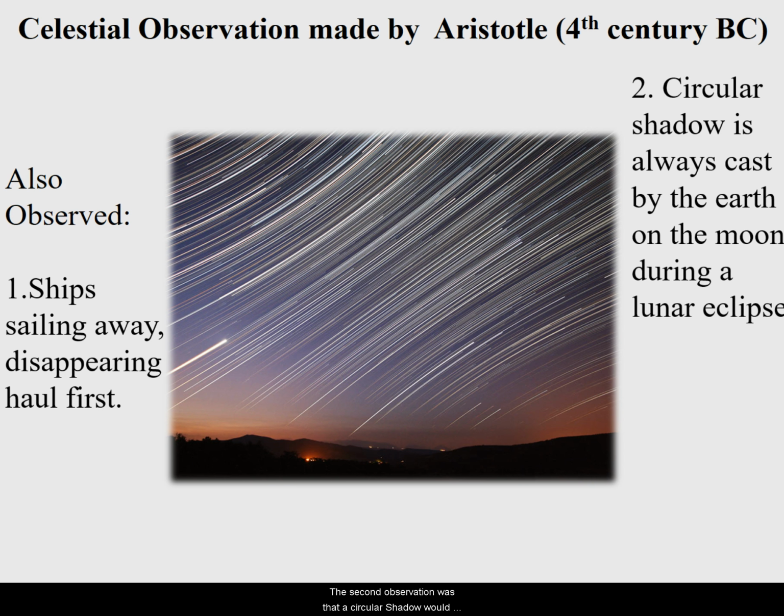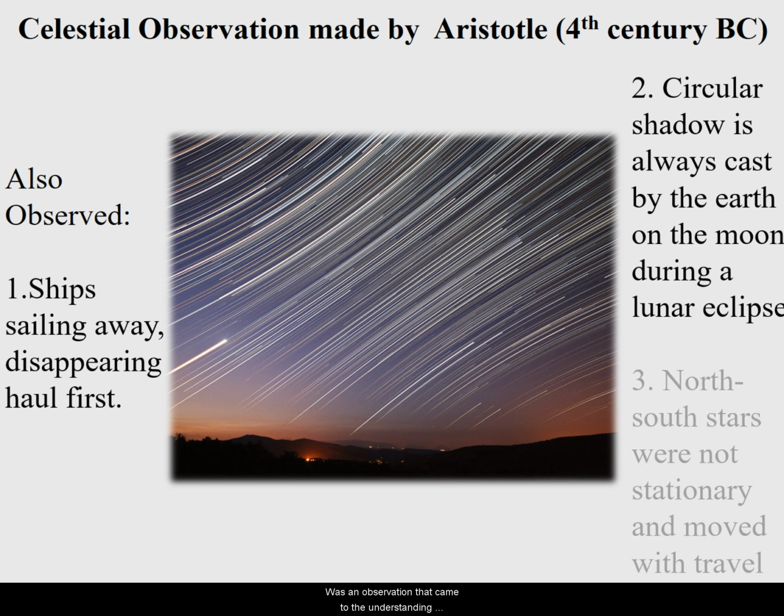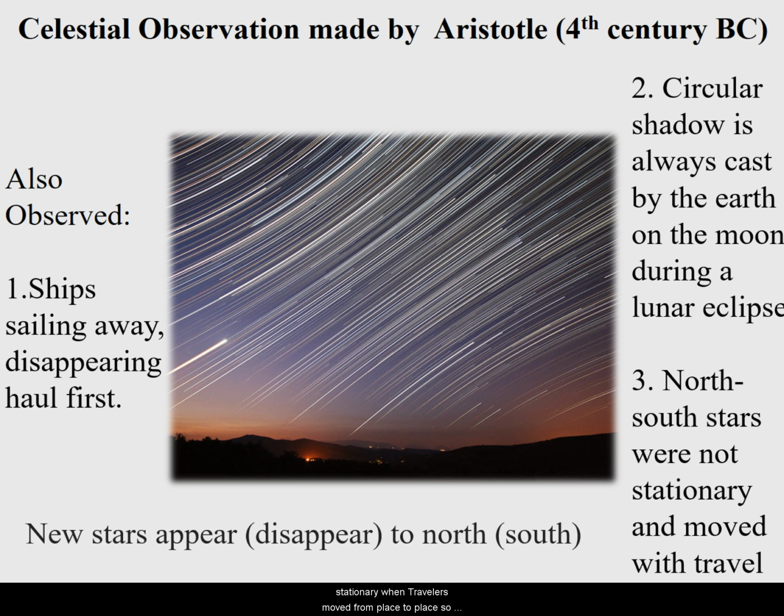The second observation was that a circular shadow would appear, and it would always be cast by the Earth on the moon during a lunar eclipse. So that circular shadow was an observation that led to the understanding that the Earth was a sphere. And the northern and southern stars were not stationary when travelers moved from place to place, so that new stars would appear to the north or disappear to the south as ships were sailing and as folks were traveling.